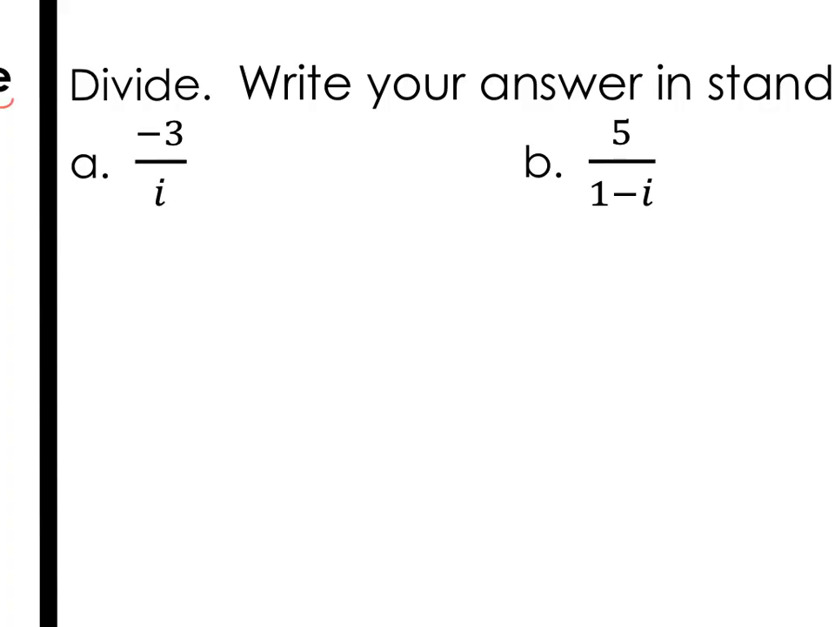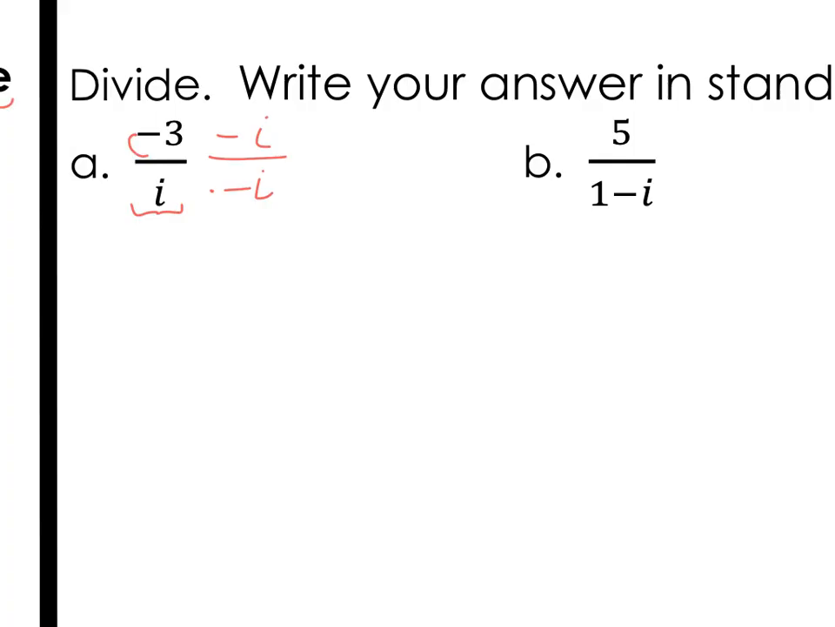The ultimate goal is to get i out of the denominator. So the conjugate is just going to be the opposite sign of whatever the imaginary part is. For example, if we just have negative 3 divided by i, the conjugate of positive i would be negative i. And if I multiply by that on the bottom, we also have to multiply by that on the top. It's just like changing a fraction to have a common denominator. We don't want to multiply one part and not the other. Once you multiply by the conjugate, we just simplify.